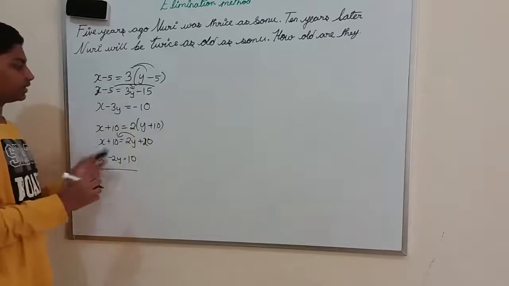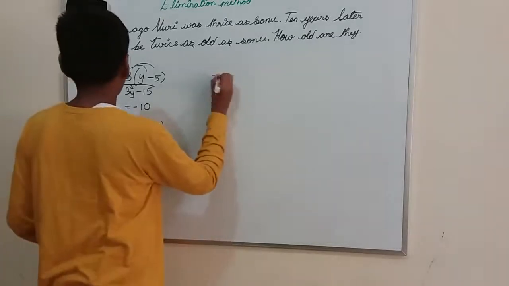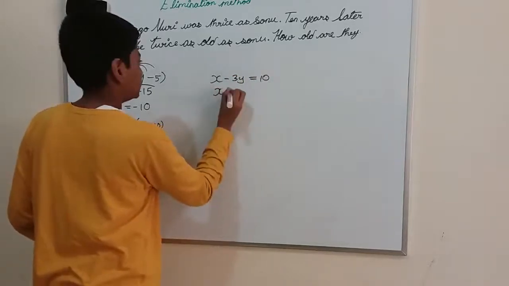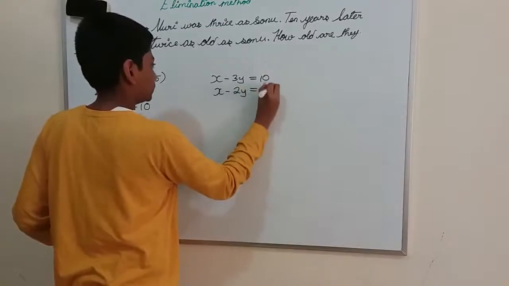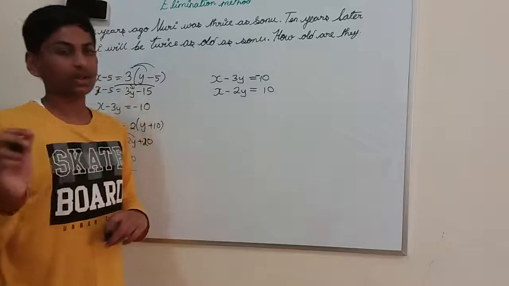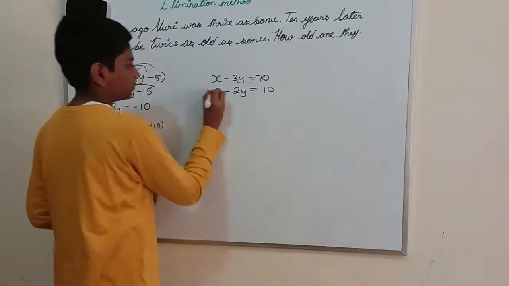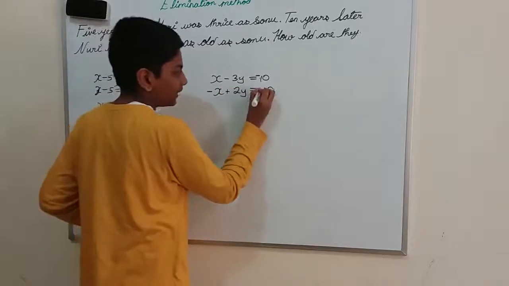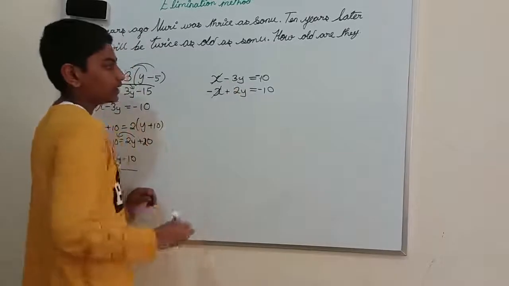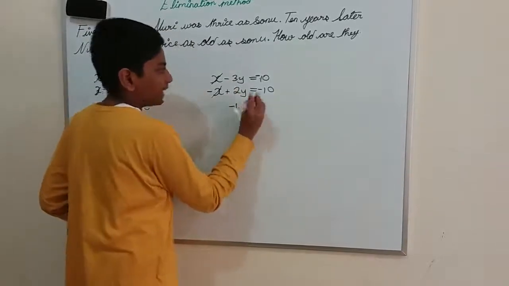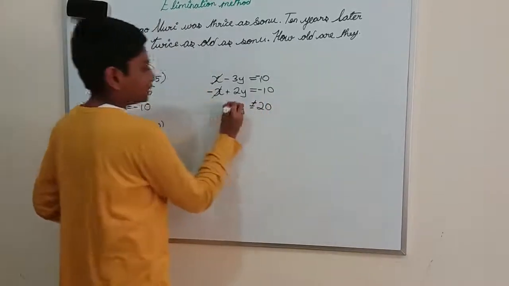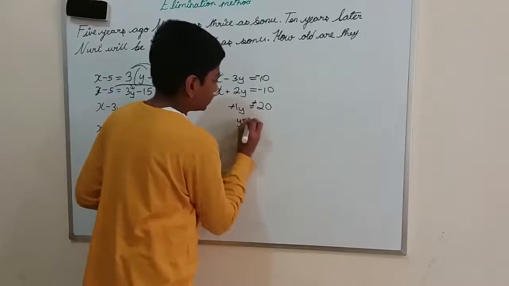Now what should we do? We should eliminate them. So x minus 3y equal to minus 10 and x minus 2y equal to 10. Now we should make their signs not the same. So minus here, plus here, so I can eliminate these both. Now the rest, minus 3y plus 2y will be minus 1y, and minus 10 minus 10 will be minus 20. So I can cancel these both signs and y will be equal to 20.